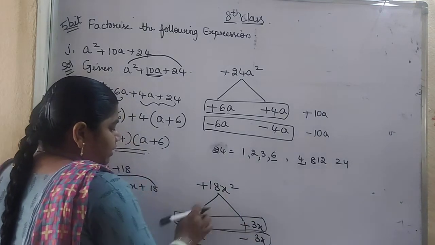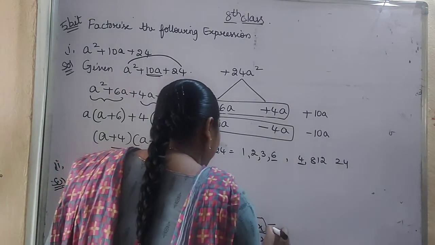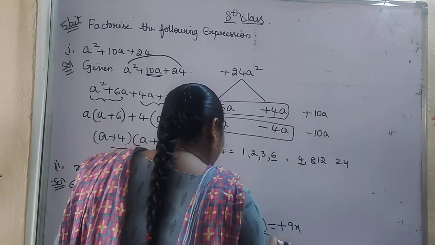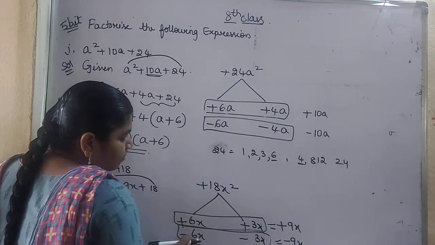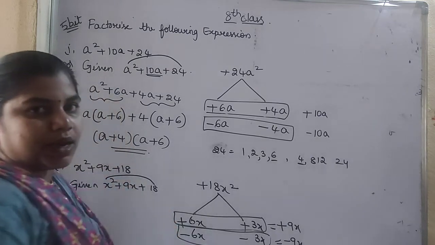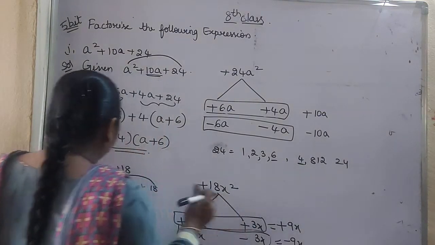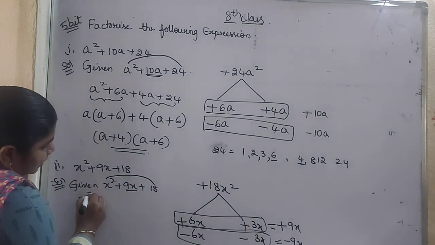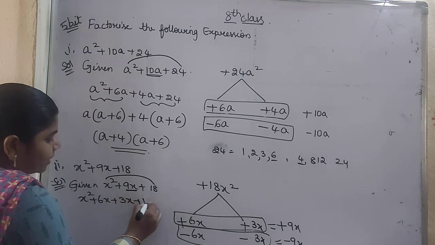6 3s are 18, 6 plus 3 is 9. Okay, so now it will be plus 9x and minus 9x, because the bigger number sign is plus here and here the bigger number sign is minus. So in place of this 9x, we can substitute these two terms. So we can write it as x square plus 6x plus 3x plus 18.